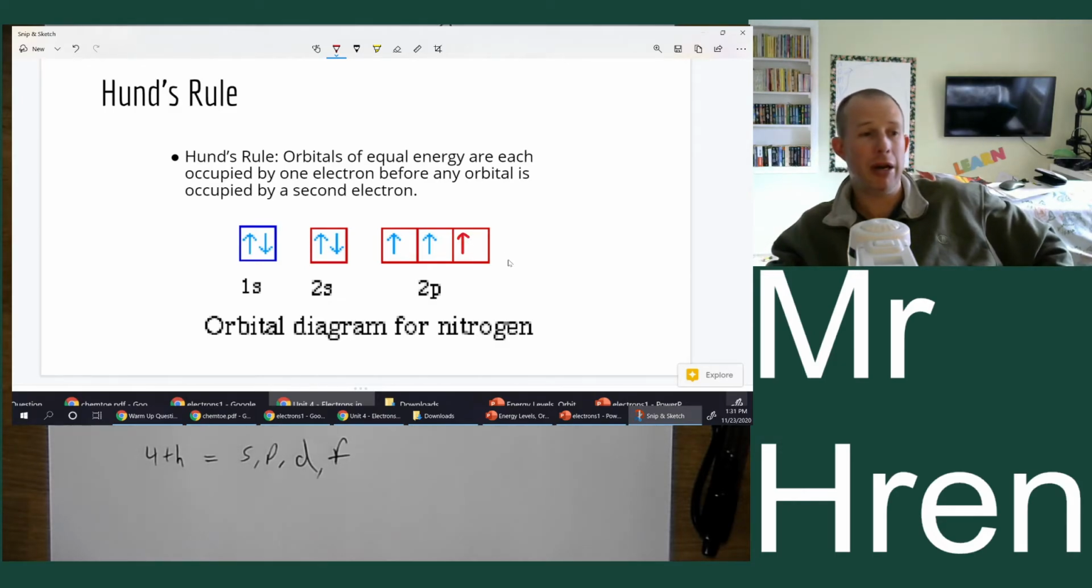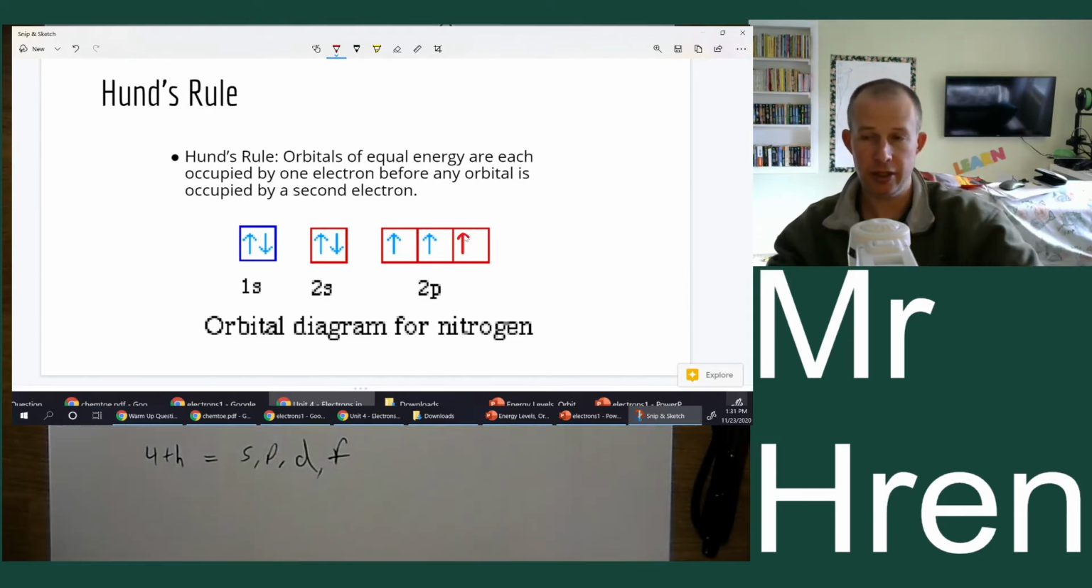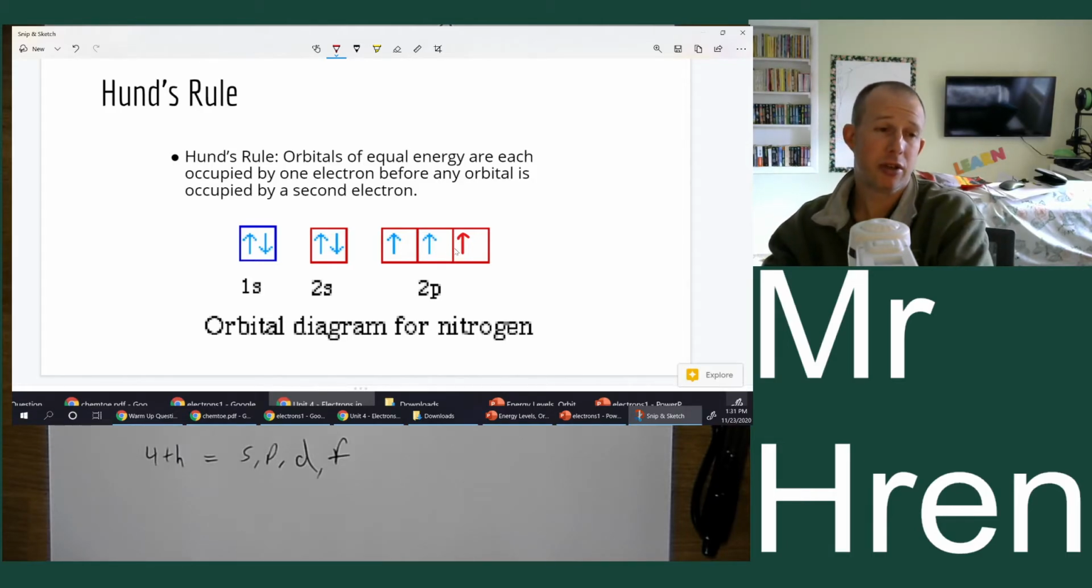Why would they double up? Why would they choose to go over here unless they had to? No, they're going to have their own room. They want their own space. Electrons want their own space. They repel each other. They're all negatively charged. They hate each other. They want to be as far apart from each other as possible at all times. So it's going to go over here, and it's going to be its own deal.